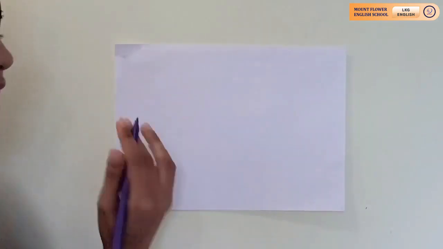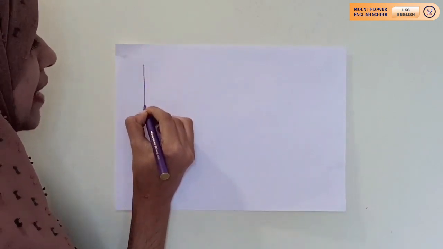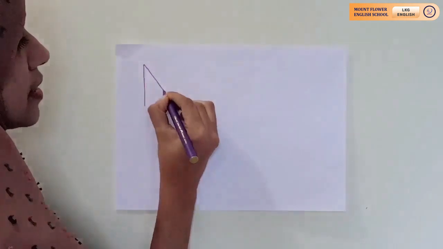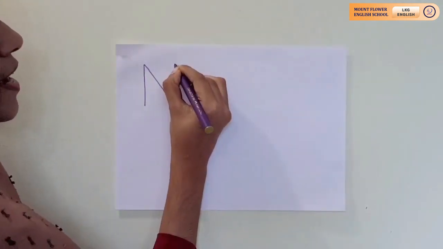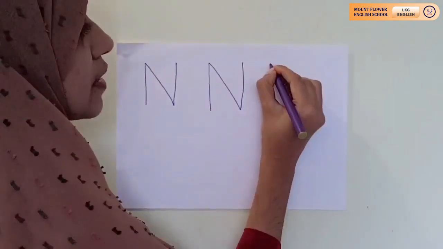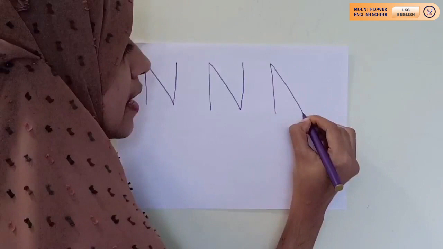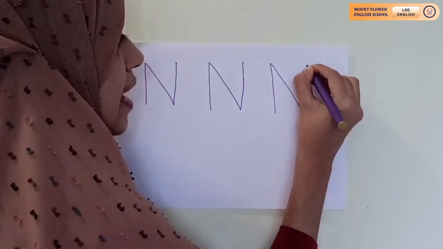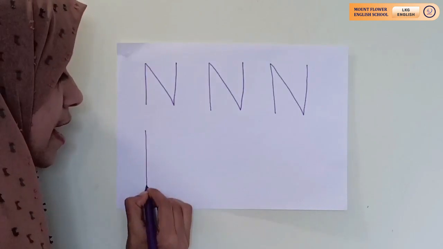Okay? Now let's see how to write the letter N. To write capital letter N, first you have to write standing line, slanting line, standing line. Capital letter N. Standing line, slanting line, standing line. Capital letter N.